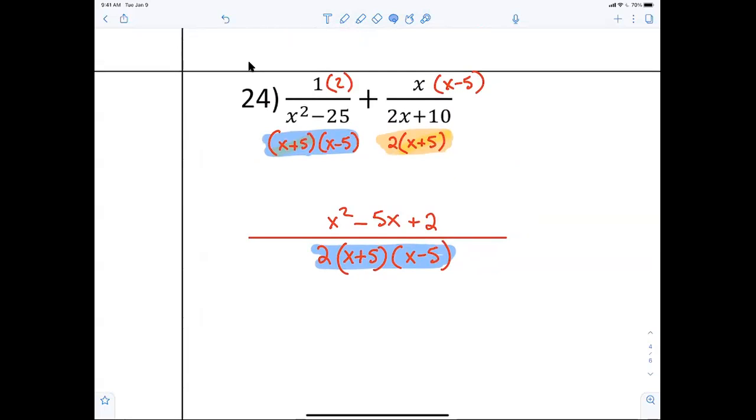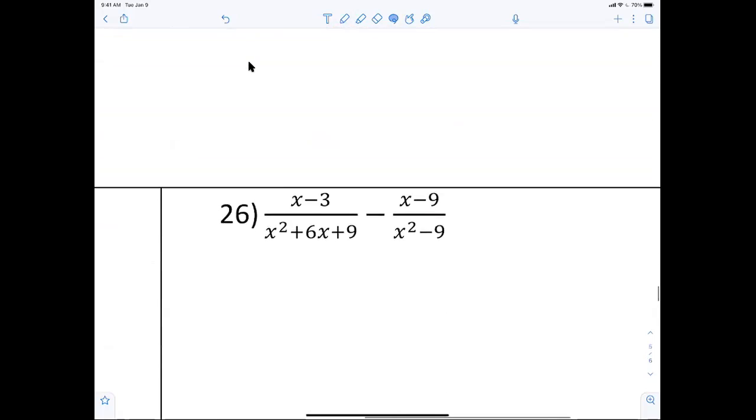Yes, you have to put all the other garbage with it. And that makes it a common denominator. You with me now? All right, we'll try the next one. Make sure you're good. All right, here we go. Let's look at 26 now.